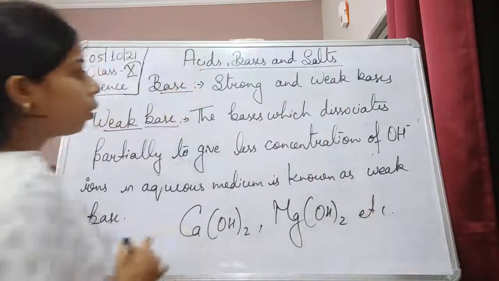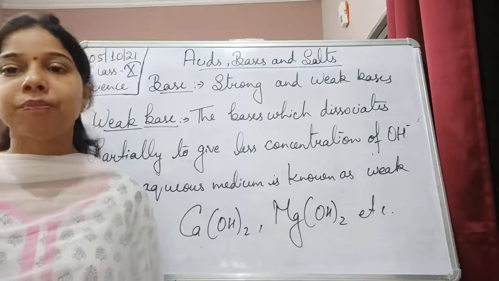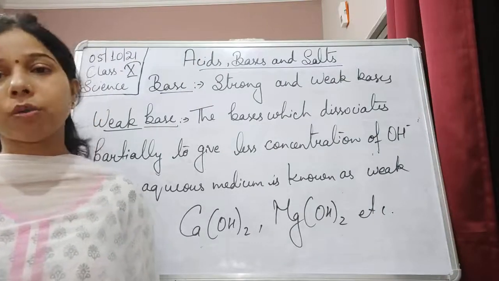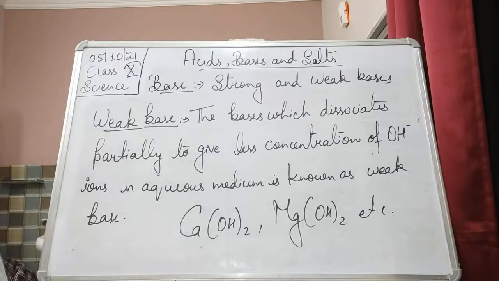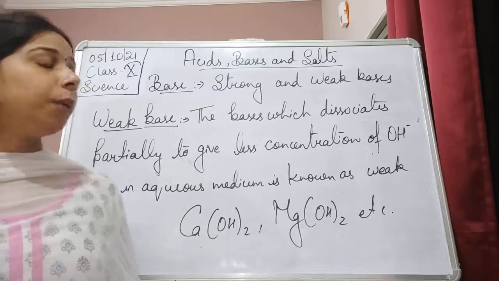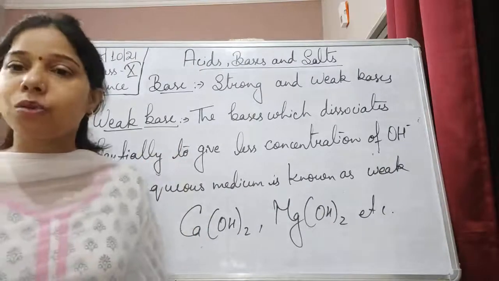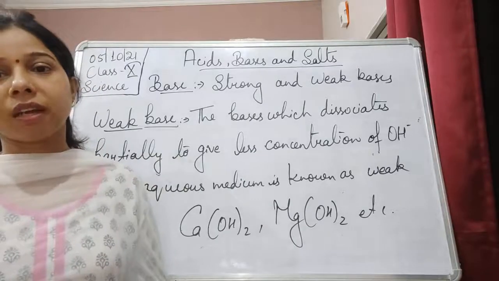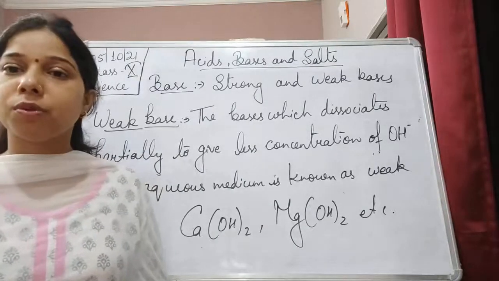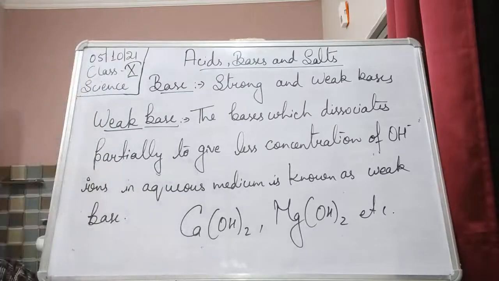Okay, so strong base is what? Which when dissolved in water dissociates a large amount of hydroxide ion, and weak base is what? Which dissociates to give a very low concentration of hydroxide ion. So this is the difference between the strong base and the weak base, students.